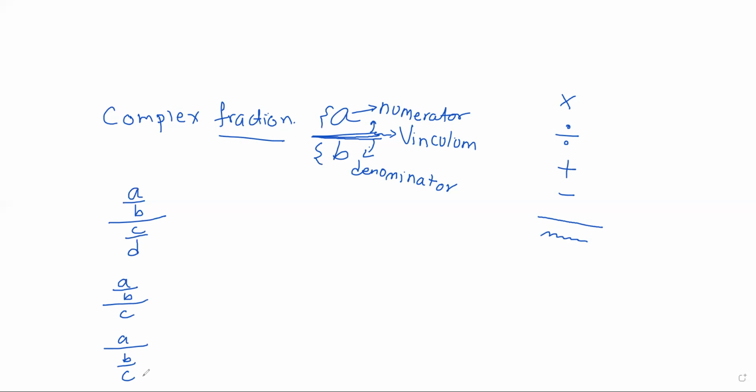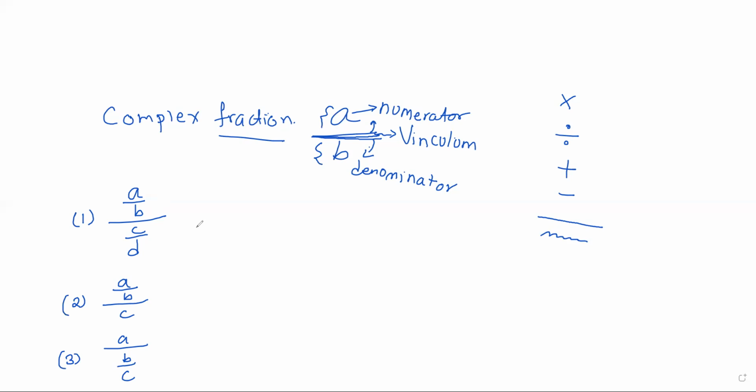So these are basically three ways that you can see a complex fraction. You can see multiple vinculums. Like in this first fraction, you have a vinculum here, a vinculum here, a vinculum here. Three vinculums. Here you have two vinculums. Here you have two vinculums.